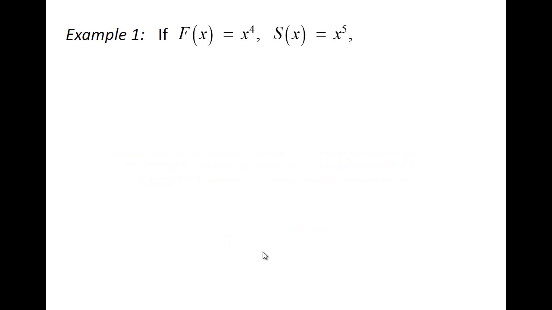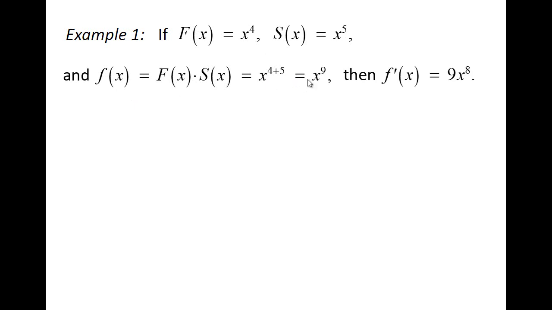So here's an example. Let's say I have F of x is equal to x to the 4, S of x is x to the 5. So then if I denote the product of capital F and S by lowercase f, then lowercase f of x would be x to the 4 times x to the 5, which would be x to the 4 plus 5, or x to the 9. So then clearly the derivative of this product is 9 times x to the 8 by the power rule.